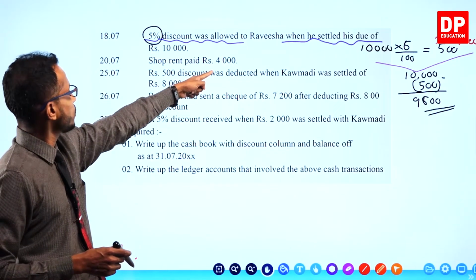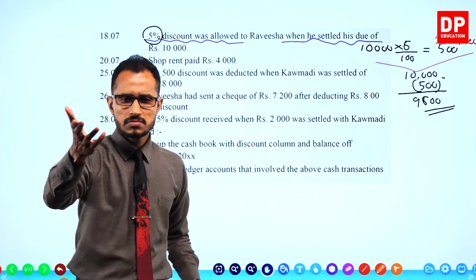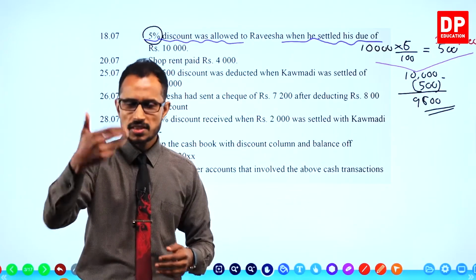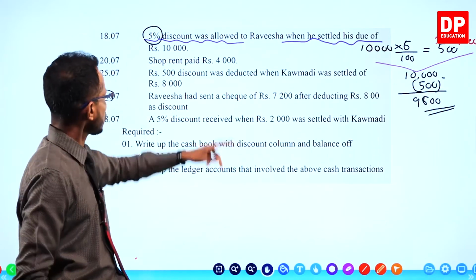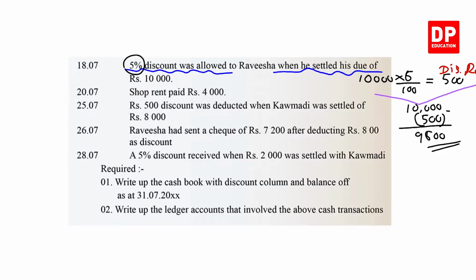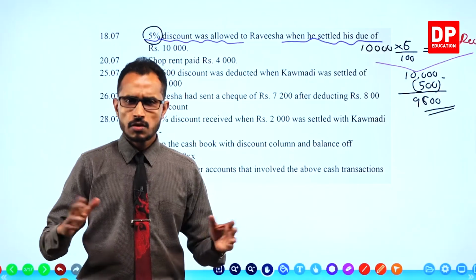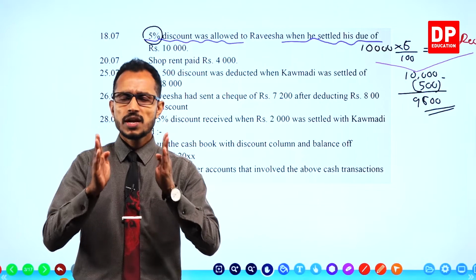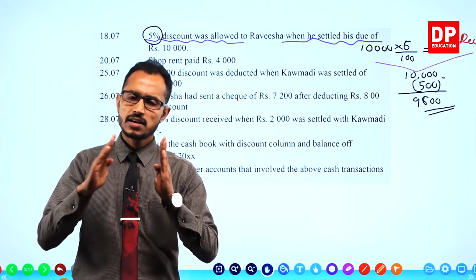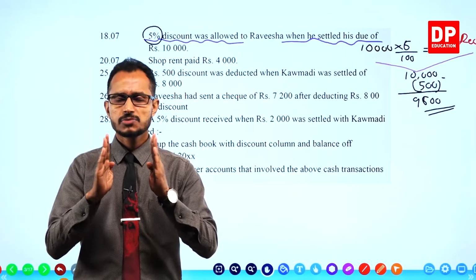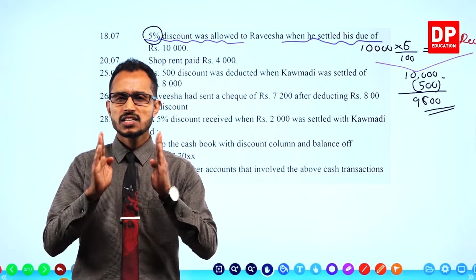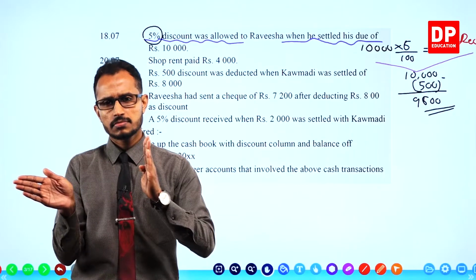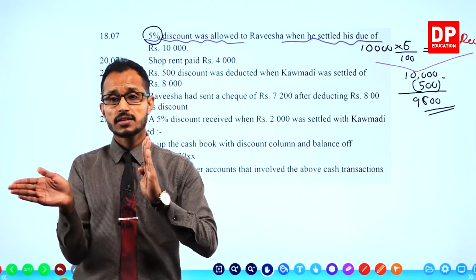Shop rent paid, verbally. We can discuss this, right? Verbally, just tell me the double entry of this transaction. Shop rent paid 4,000. Debit and credit. Shop rent paid. Rent paid means cash going out. We are paying for an expense. Cash going out, cash decreasing. So cash book should be credit.